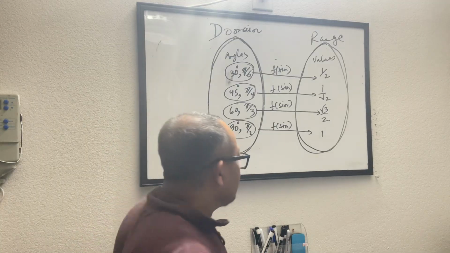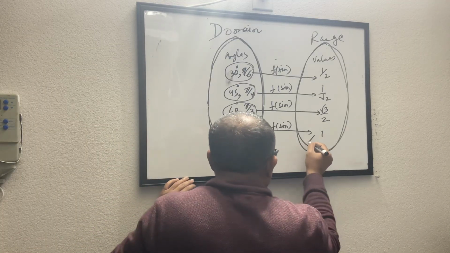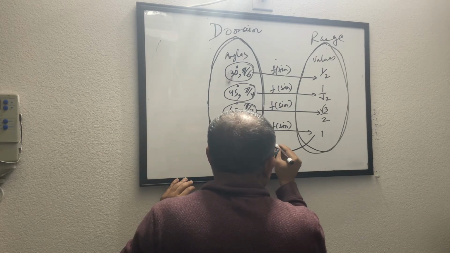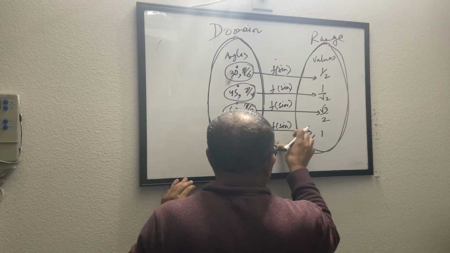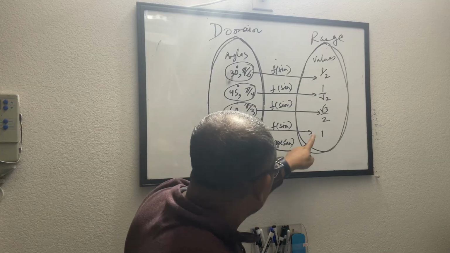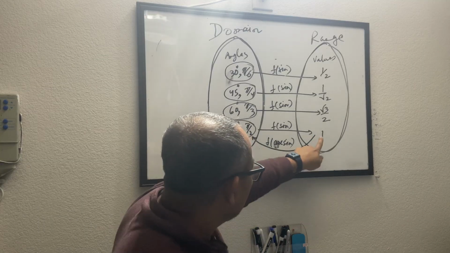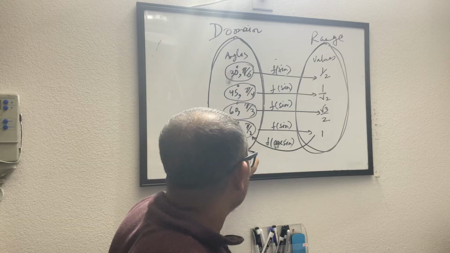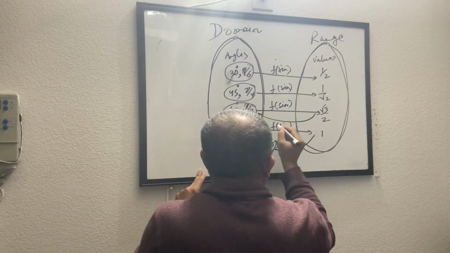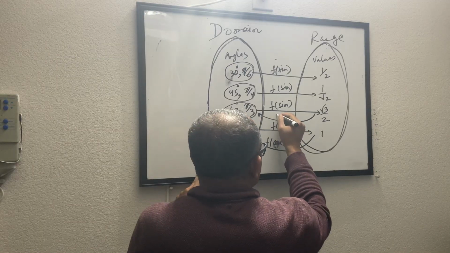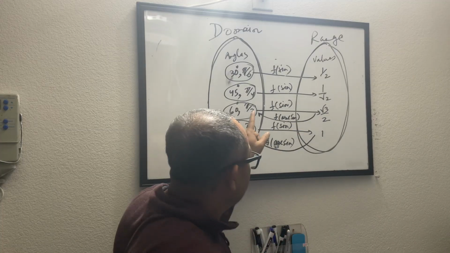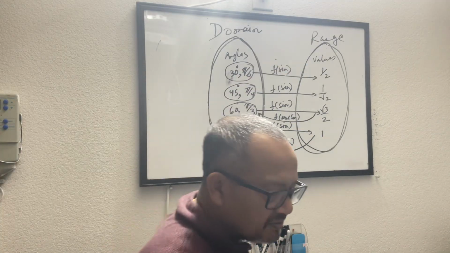Now, inverse, let me say arc sine. Arc sine of 1 will give me angle pi by 2 or 90 degree. Arc sine of root 3 by 2 will give me the corresponding angle, and so on and so forth. I'm not wasting time for everybody.